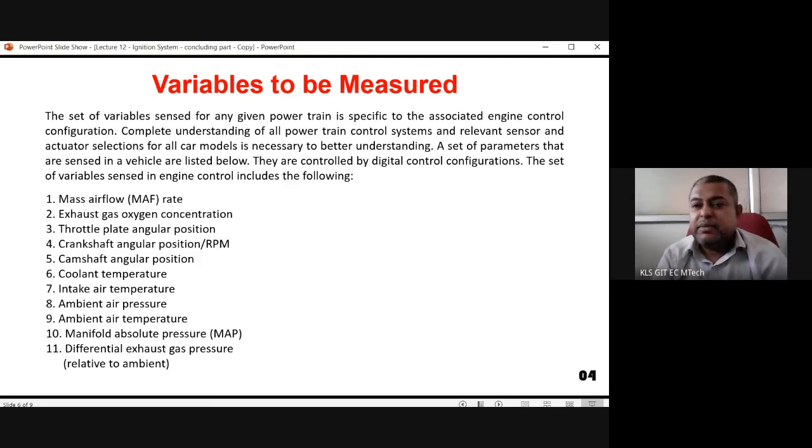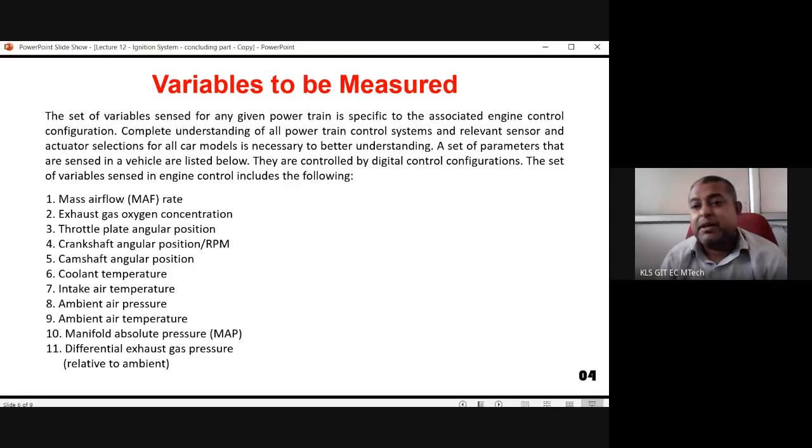Coolant temperature. When the engine gets too hot, its performance deteriorates. Coolant is actually taking out the heat from the engine and other places. So if the coolant is getting heated up, it means too much heat is being created inside the vehicle. So what is the variation in the coolant temperature? That is a very big indicator of overall engine temperature and efficiency.